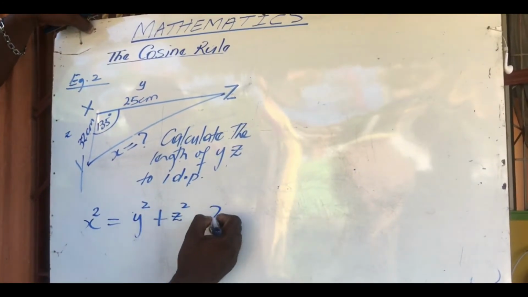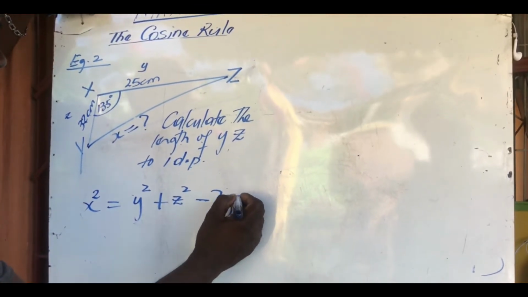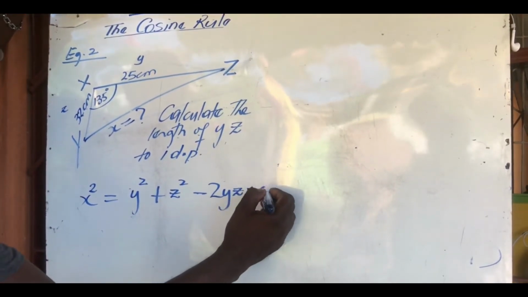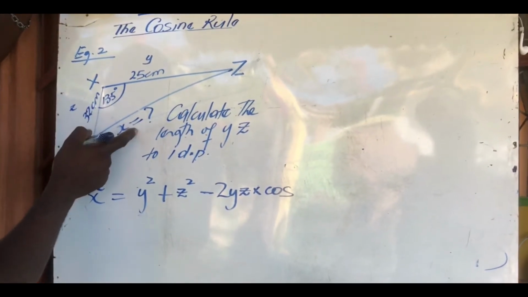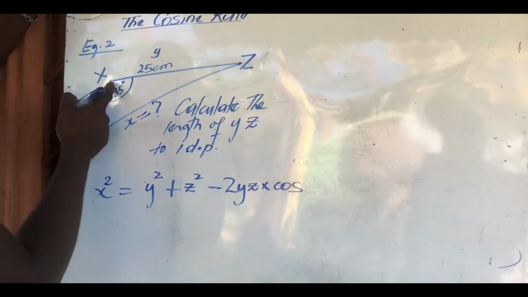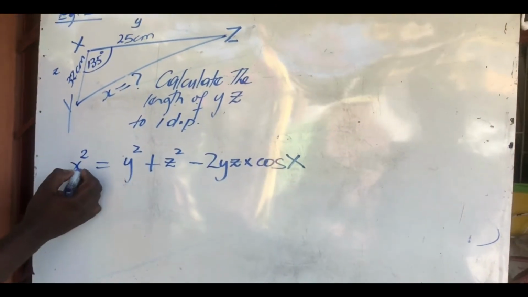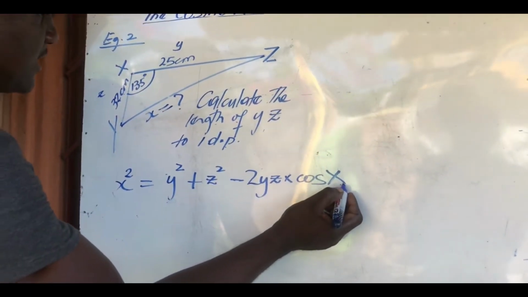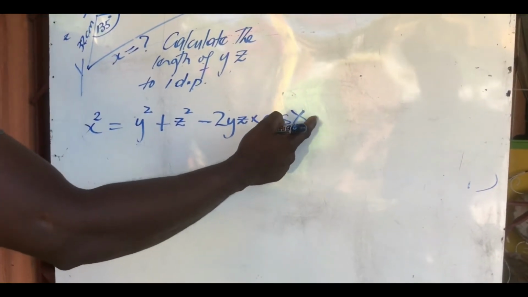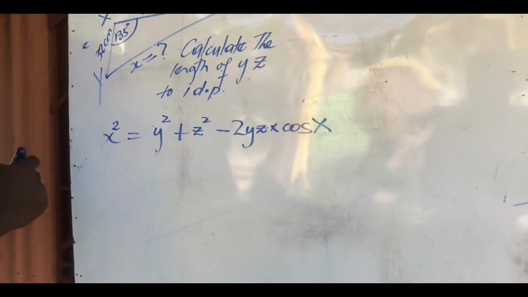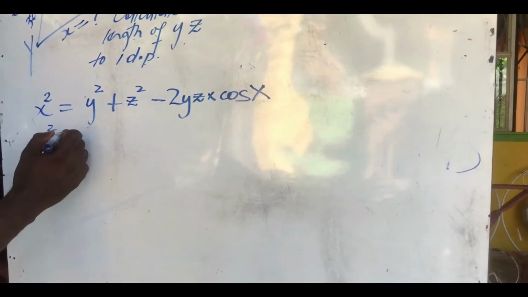minus, following what we did before, 2 times the product of these, yz, times the cosine of the angle that is opposite to the side that we want to find, and that is cos of X. So whatever letter we start with, we must end with that same letter, but it must be the capital letter, because a capital letter denotes the angle, and a lower case letter denotes the side. So then it is x squared equals y.